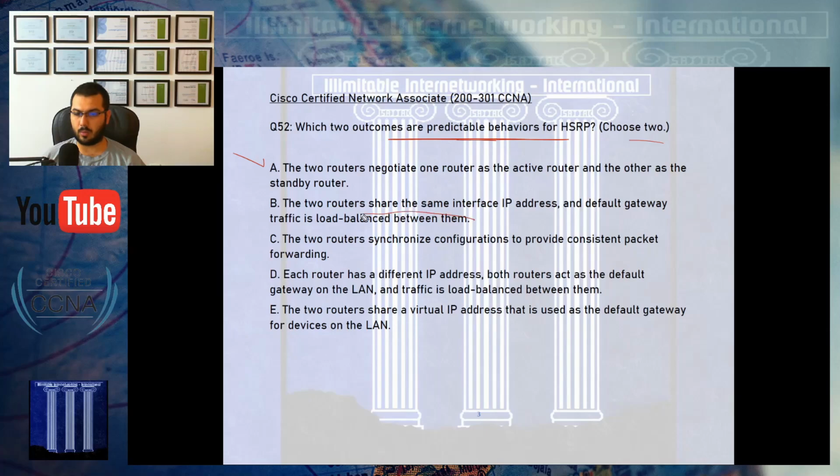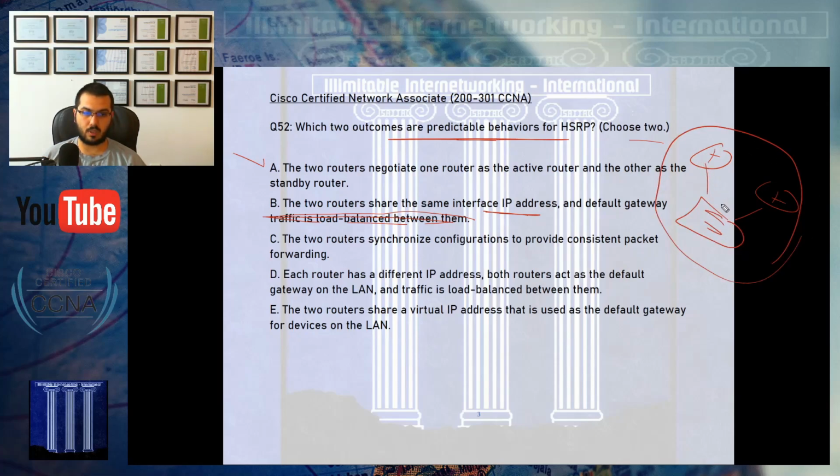Definitely there will be no load balancing using HSRP, and also there will be no single IP address that will be used in two devices. This definitely will be a duplicate, because these two routers will be connected together through a switch. So you can consider these links in the same broadcast domain, so you cannot give an IP address here and the same IP address here. It should be a different IP address, so these two routers will not share the same IP address.